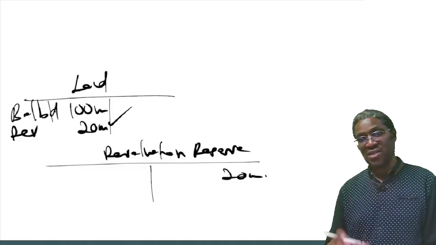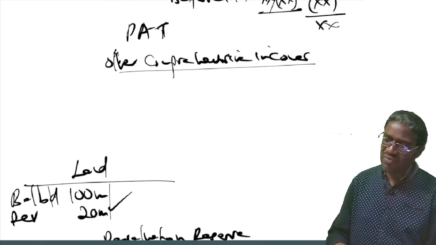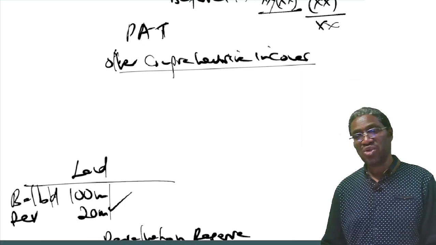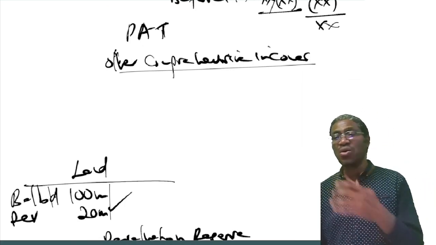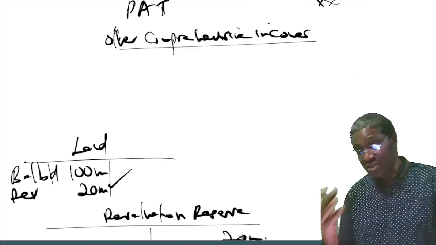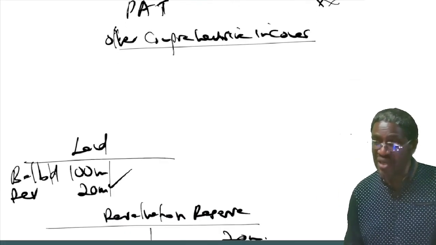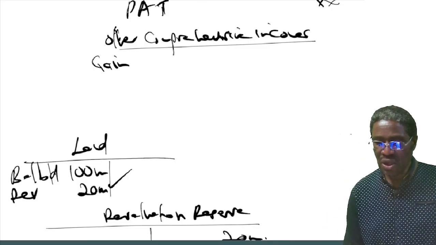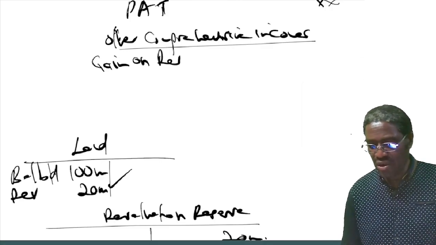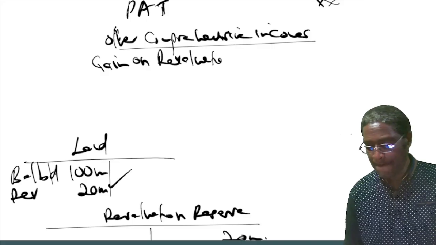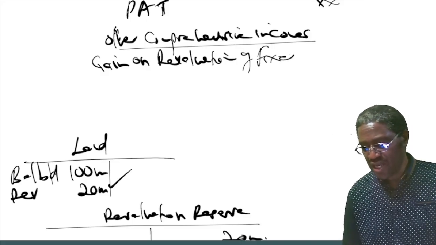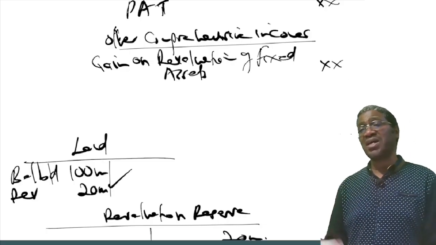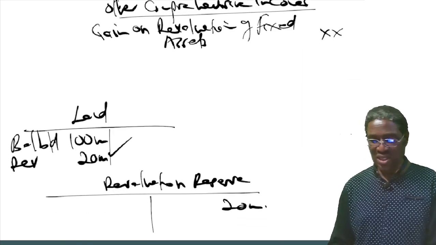Yet they are gains. So that's when you now come and show them under this section we are calling other comprehensive income. So one example of what we can classify as part of other comprehensive income could be the gain on revaluation of fixed assets, or what you can call non-current assets. Good. That's one example.